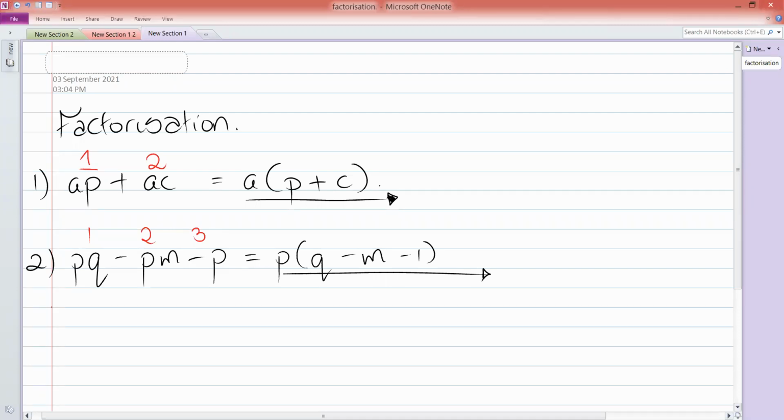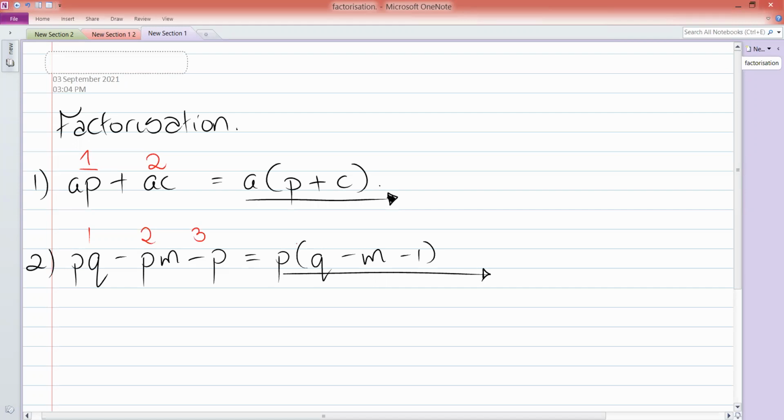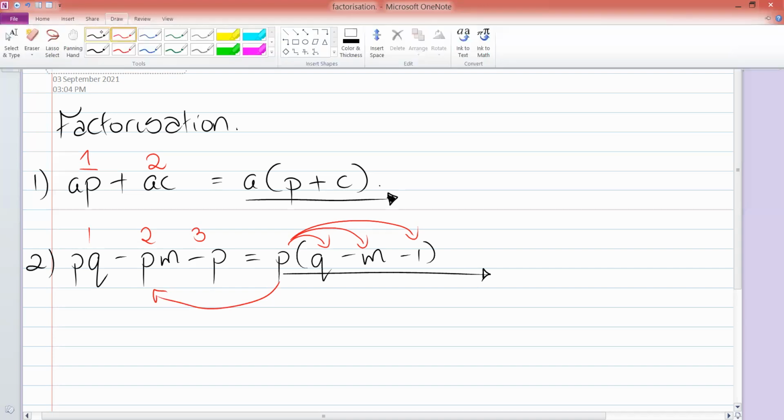Ma'am, why is it -1? Okay. So remember previously we've done what we call distribution. So when I want to check if my answer is correct, I would have to distribute everything. Oh, I see, ma'am. Right. So distribute everything back in to make sure you get what you had originally. Yes, ma'am. Awesome.